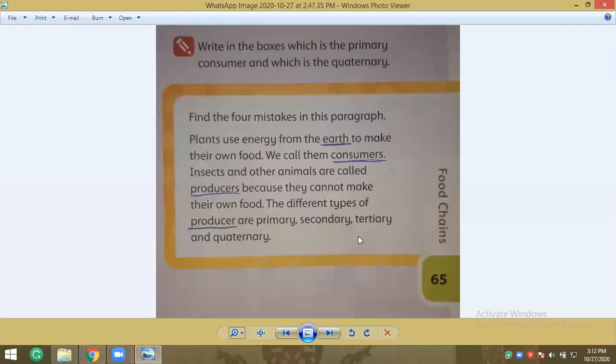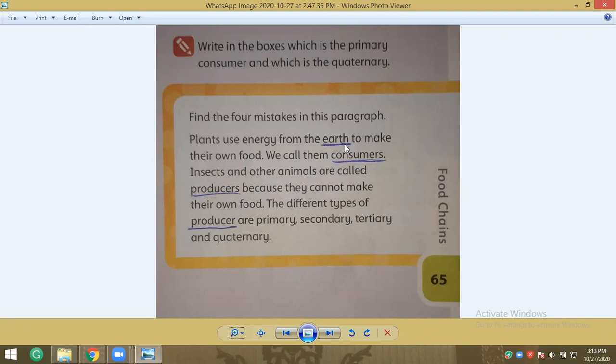Okay, on page 65, we have a paragraph where there are some mistakes. Write in the boxes which is the primary consumer and which is the quaternary consumer. Find the 4 mistakes in the paragraph. Plants use energy from the earth or the sun?